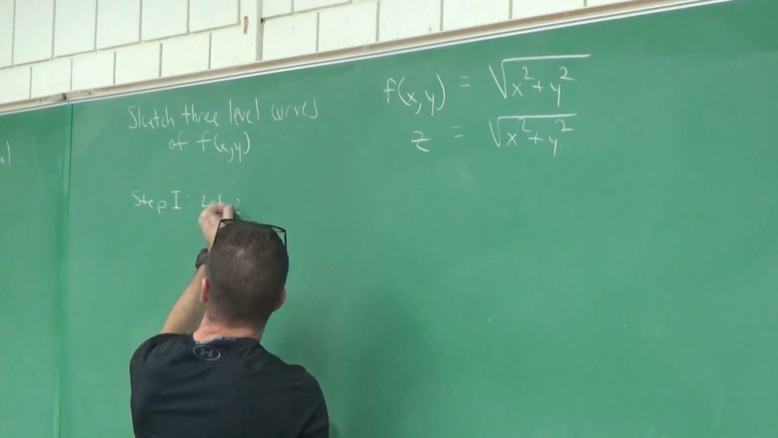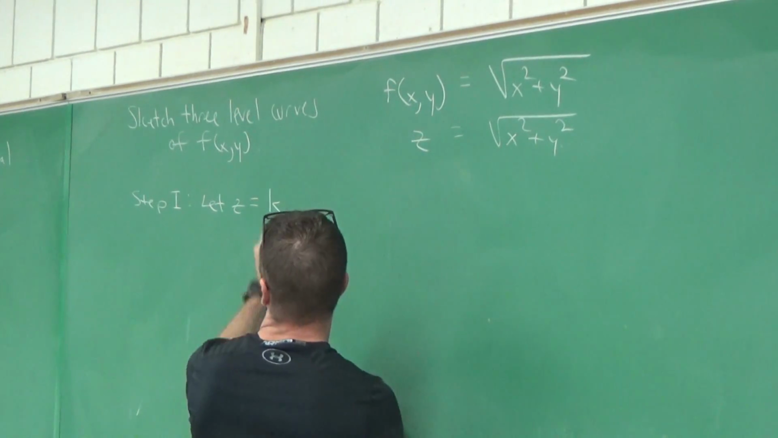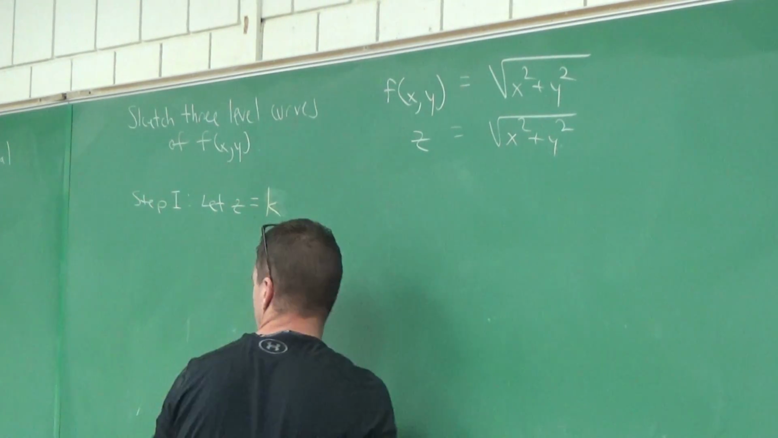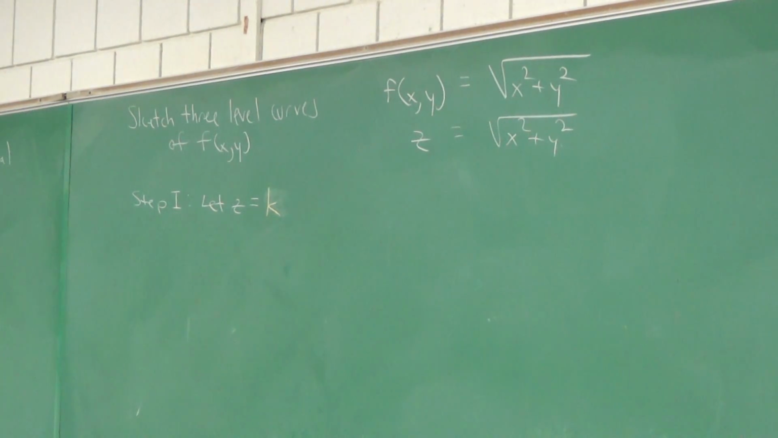Let z equal to the constant k. That's the first thing you're going to do. Of course you can use any other constant, but we'll let z equal the constant k.